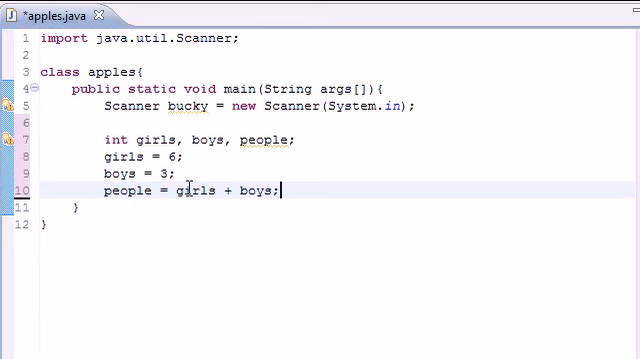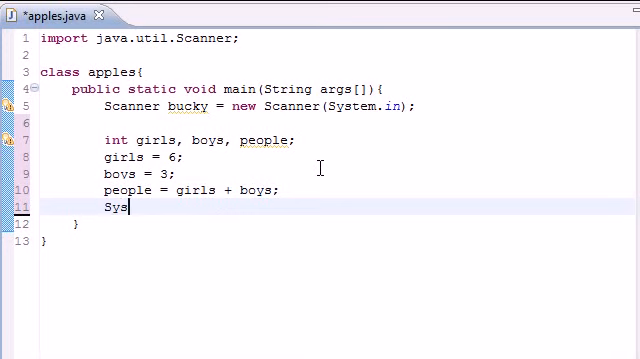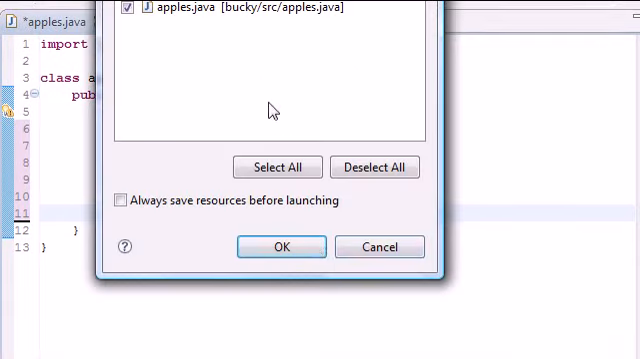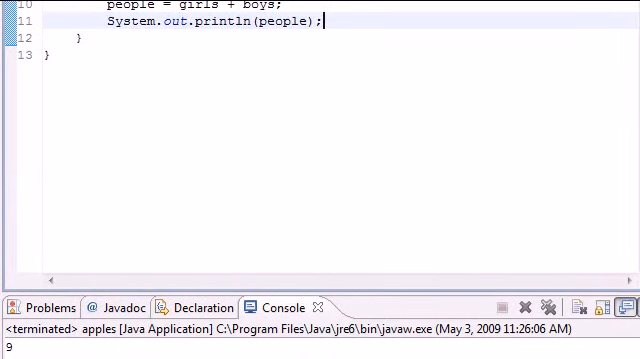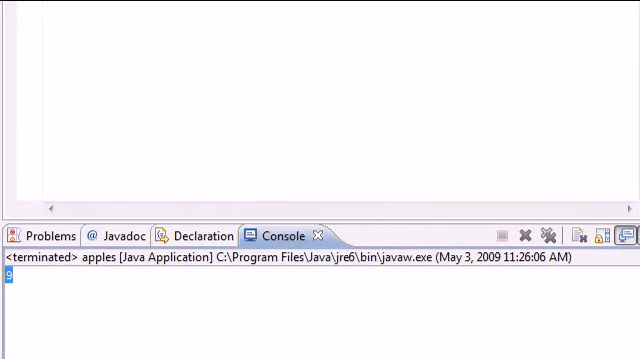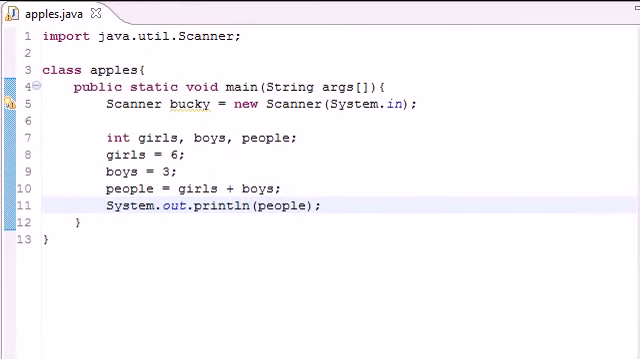I showed you guys how to use this math operator in the last one, the plus sign, to get a simple sum. So now the sum of girls plus boys is stored in people. So we put system.out.println, and in our parameter go ahead and put people. Now if we run this, we get 9, since 6 plus 3 is 9. And so that is how you can use addition with Java.